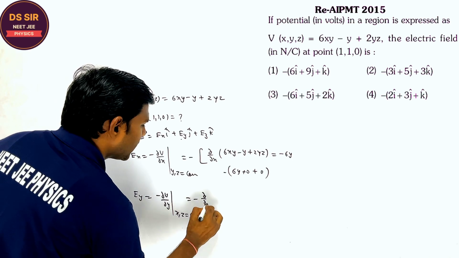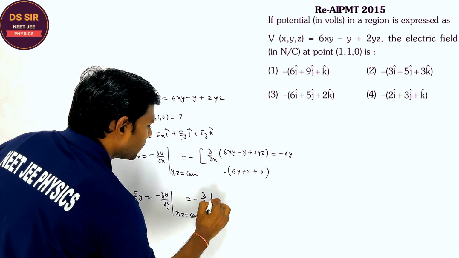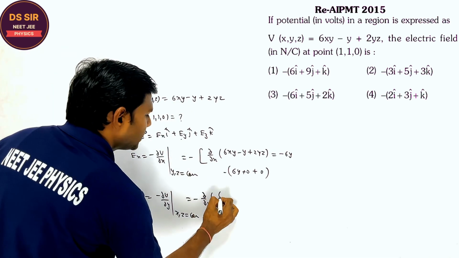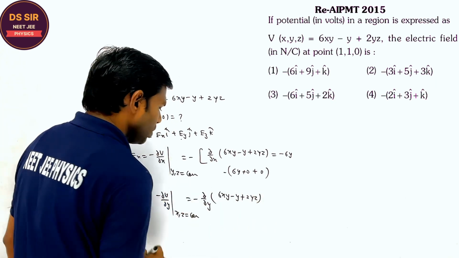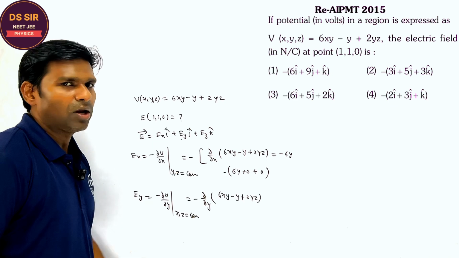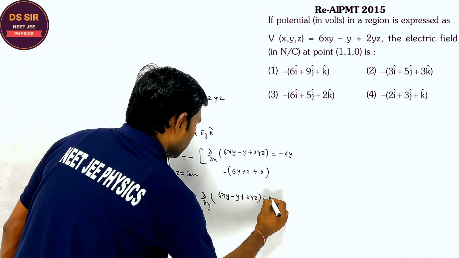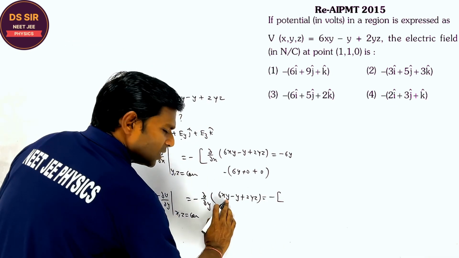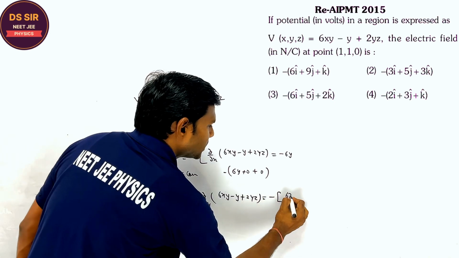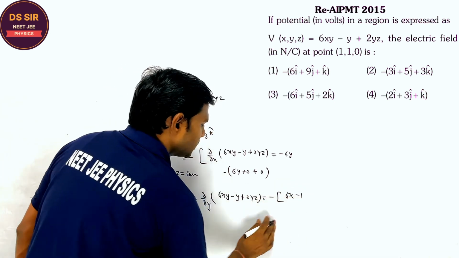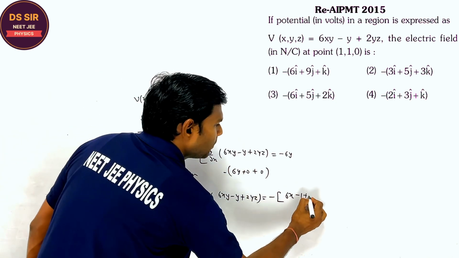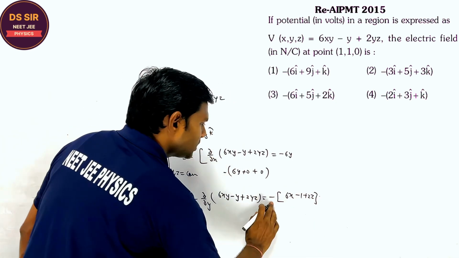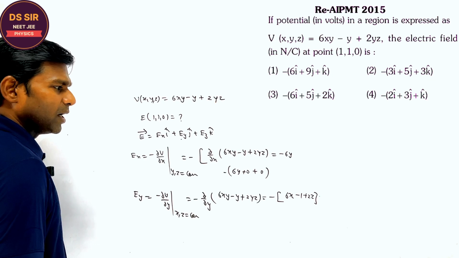So the partial derivative of v with respect to y, where v is 6xy minus y plus 2yz. Here only y is the variable and all others are constant, so it is equal to, with the minus sign, 6x; the differentiation of minus y is minus 1, so y gives 1; and 2 into z, z being constant, plus 2z. So this is the Ey component.